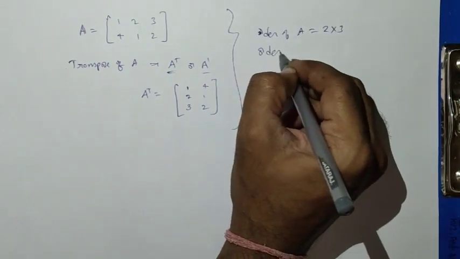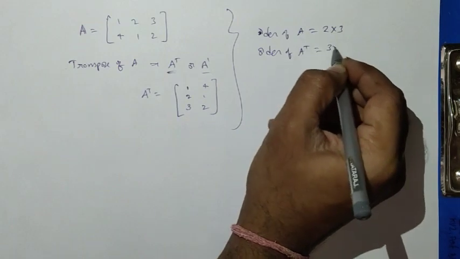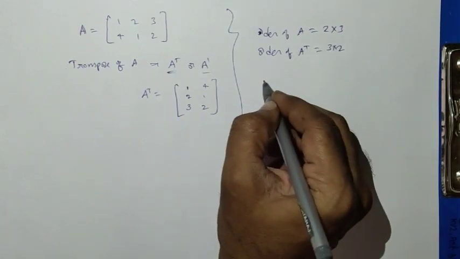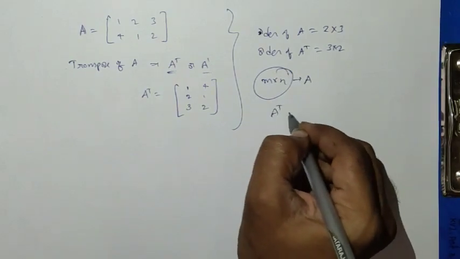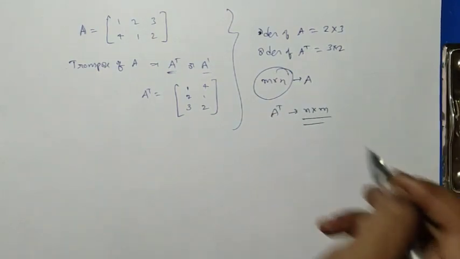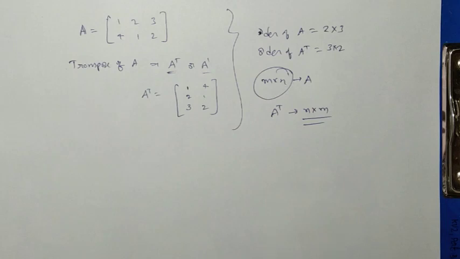Then what is the order of A transpose? 3 rows, 2 columns. So you can say that if A is an m by n matrix, then the order of A transpose will be n by m, because we are changing rows as columns and columns as rows.